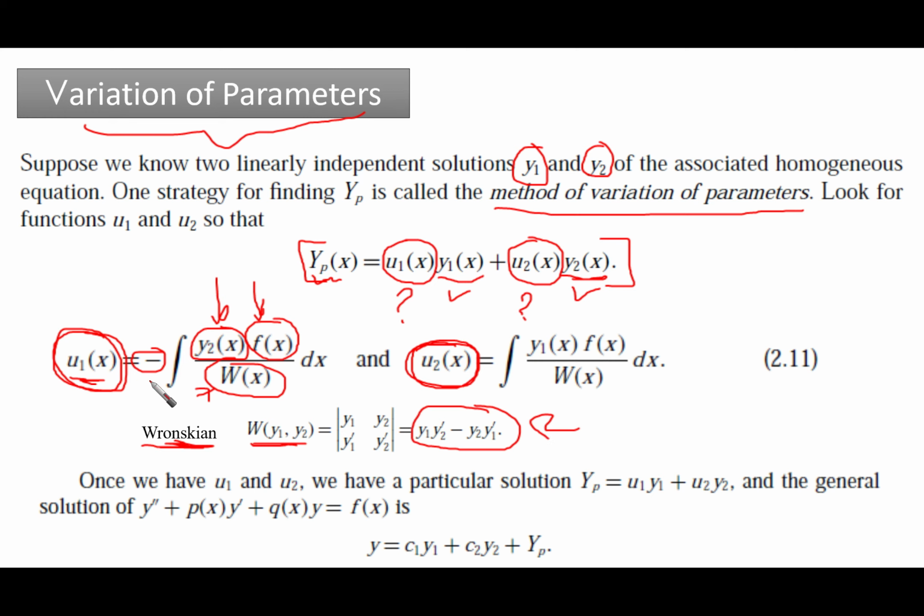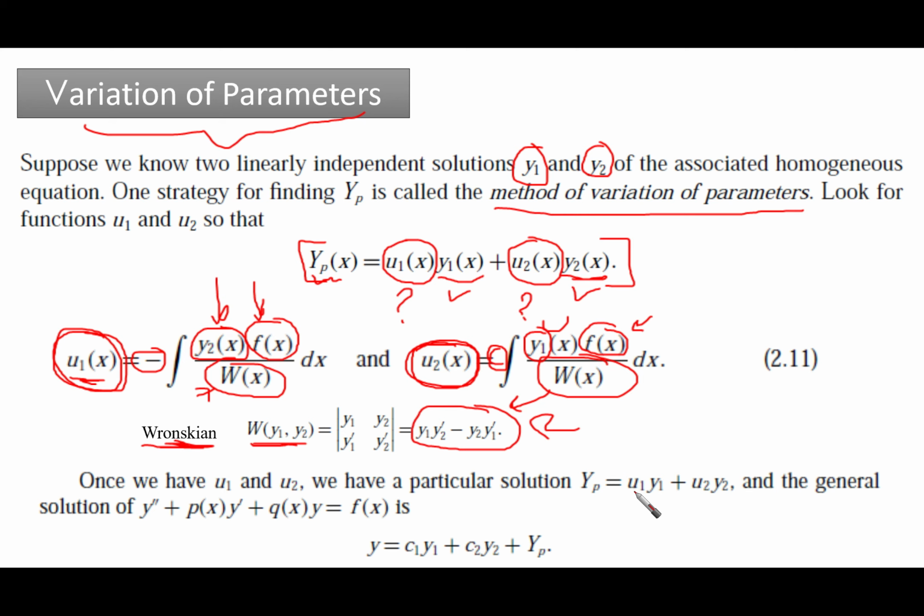So u1 is going to equal minus the integration of y2 times f of x over the Wronskian of the associated homogeneous equation's set of solutions. Similarly, u2 is going to be, take care, there is no minus here, okay? It is going to equal y1, we have obtained it before, times f of x, already given for our non-homogeneous equation's right-hand side, over the Wronskian, which we already know and have explained here, right? Okay, once we have u1 and u2, we have a particular solution.